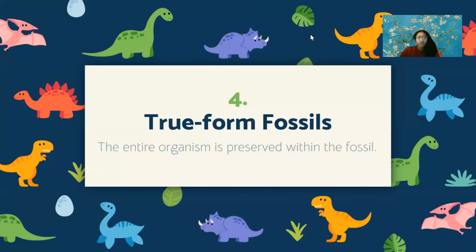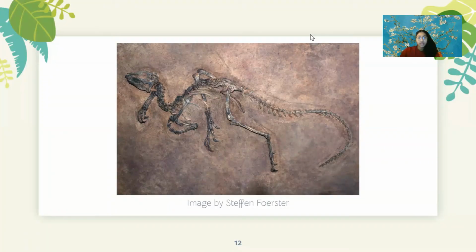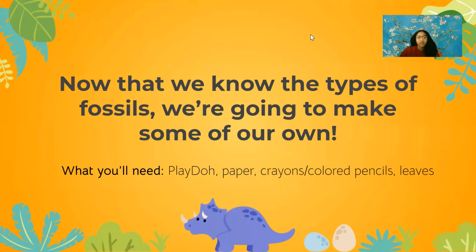Finally, we have true-form fossils. These are fossils that include the entire organism preserved. True-form fossils often include the bones or shells of the organism that's been fossilized. In this image, we see a true-form fossil that has been very, very well preserved. You can see all of the bones of the organism.